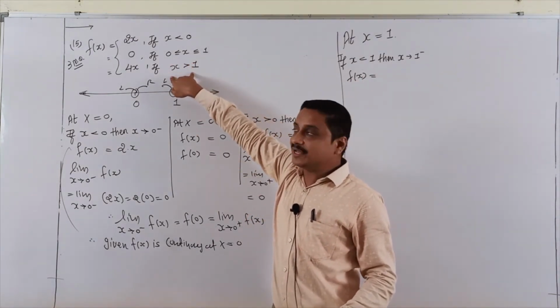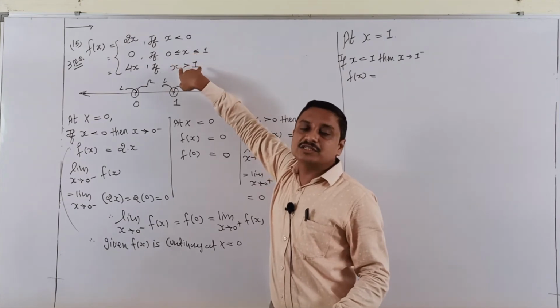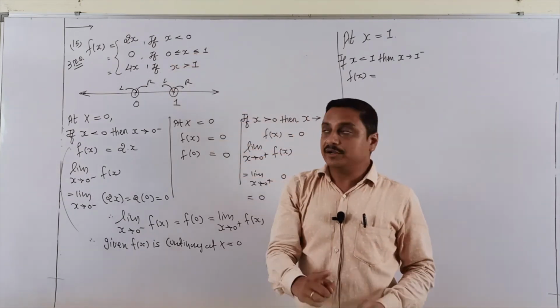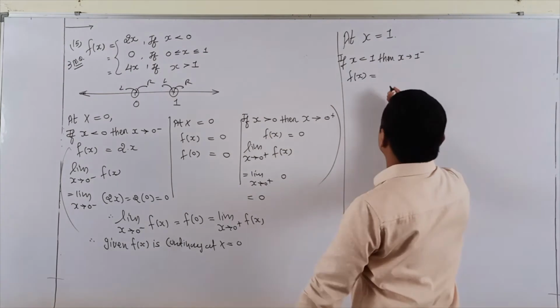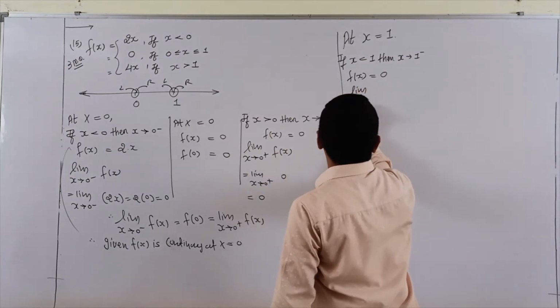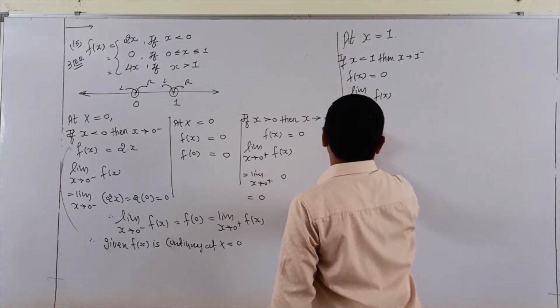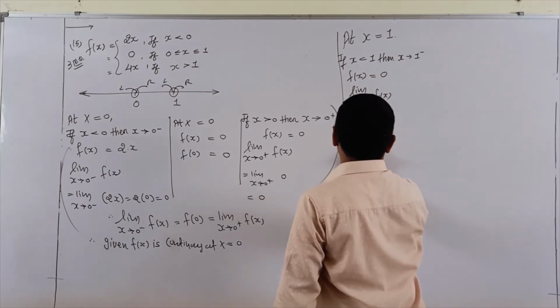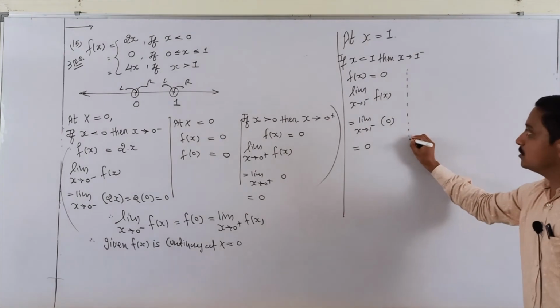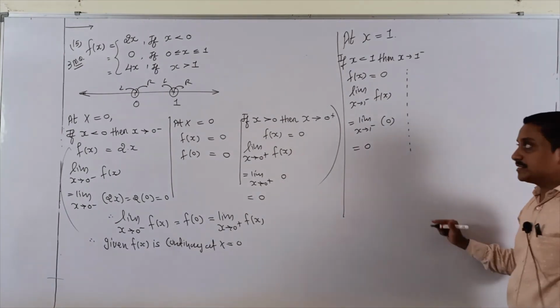Second or third? Yes, definitely second, because third indicates more than 1. I want less than 1. It is 0. So the limit as x tends to 1 negative of the function, just put down, is 0. My answer is 0.